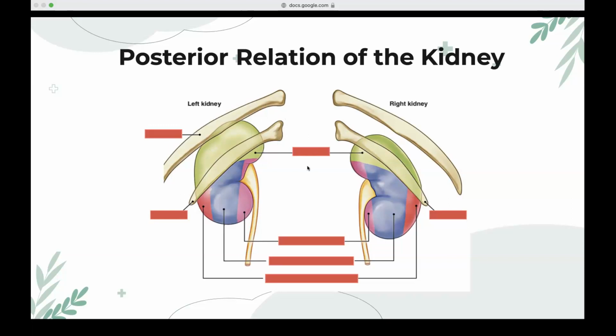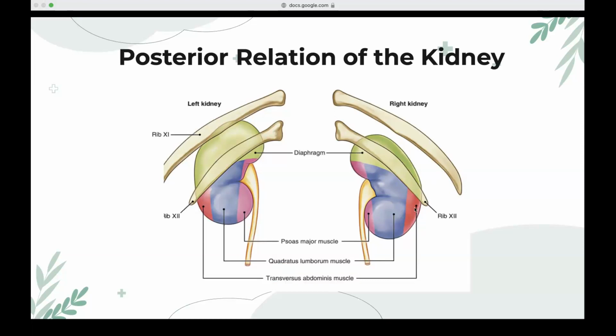Then we have here the most medial. Psoas major. Exactly, because it's near the vertebra. So imagine the vertebra is here and the psoas major is beside it. So it's covering the medial parts of the kidney. Then after the psoas major, what's beside it? Quadratus lumborum. Then the most lateral. It extends to the transverse abdominis. Yep. It extends laterally around the lateral walls of the abdomen.